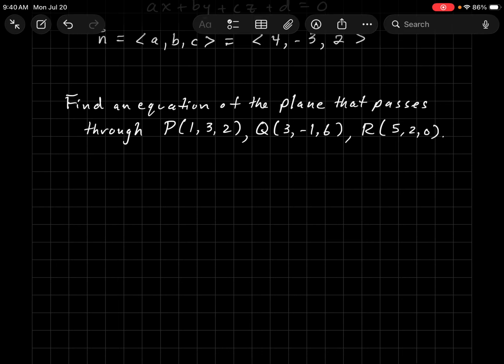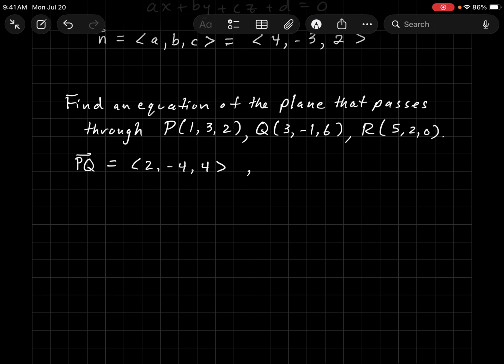Well, we could do a system of equations. Perhaps ax + by + cz = -d, or + d = 0. Maybe that'll work. Do we have enough information? Doesn't really matter because we're going to do it a different way. Let's find the vector PQ to start. So PQ is going to be the vector (2, -4, 4).